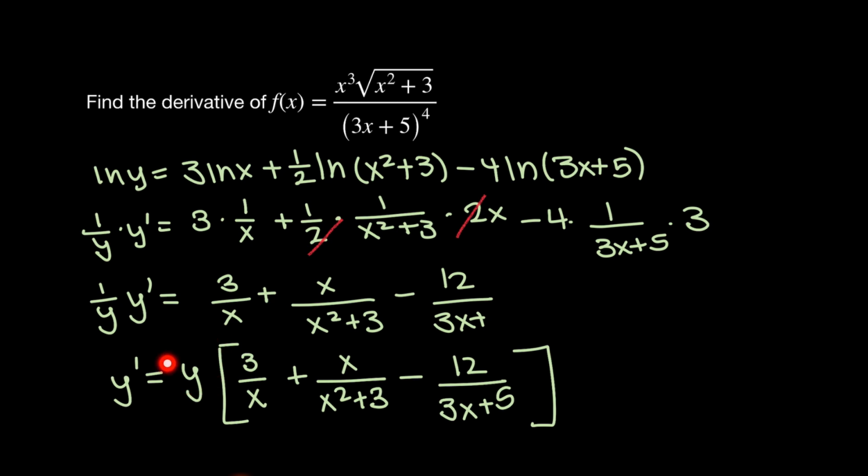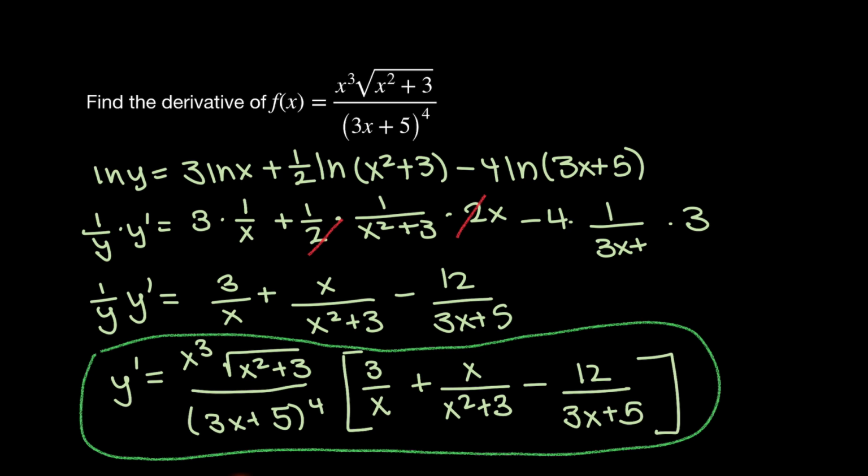So I'm going to take that y and replace it with the original function. So my final answer is y prime equals x to the third times square root of x squared plus 3 divided by 3x plus 5 to the fourth, multiplied by the quantity 3 over x plus x over x squared plus 3 minus 12 over 3x plus 5.